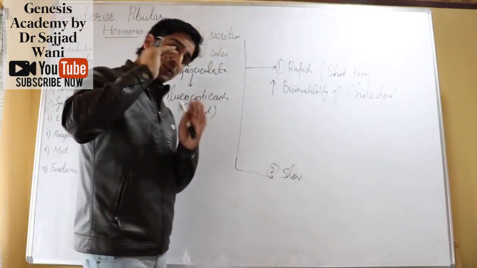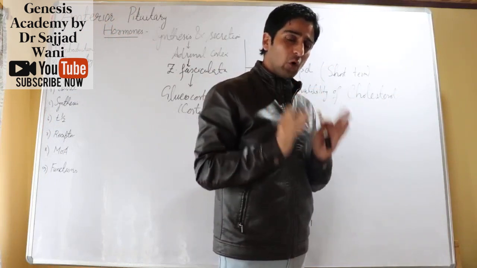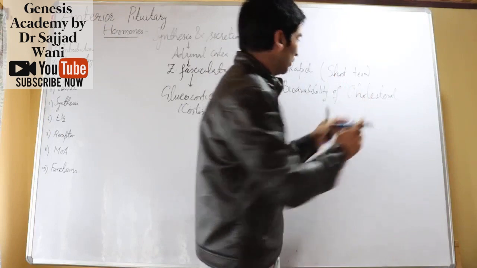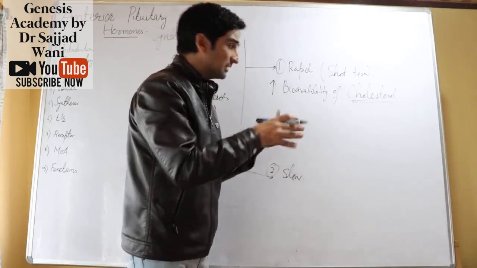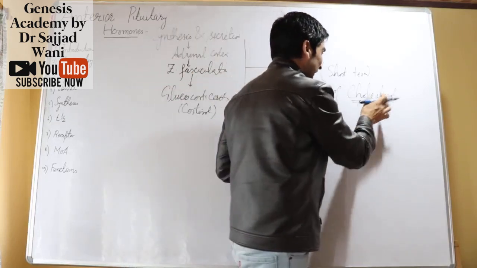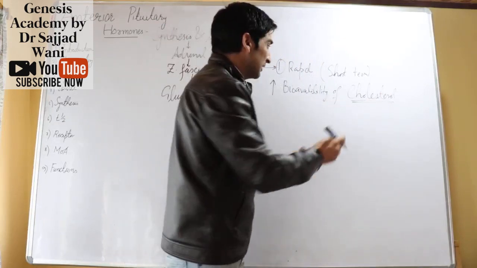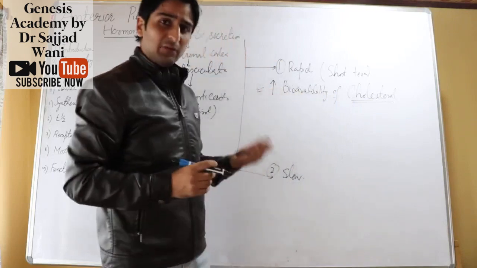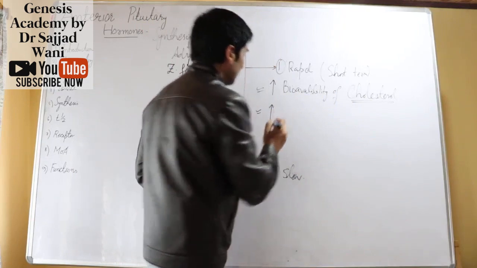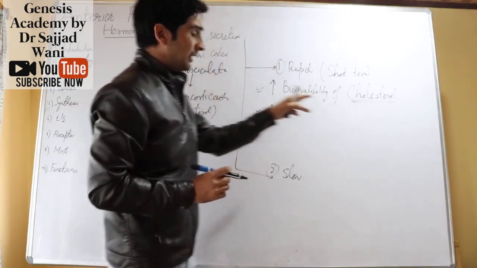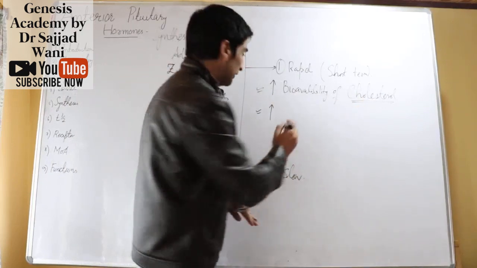I have already told you in the classification of hormones that cholesterol is the precursor molecule of all steroid hormones. So the bioavailability of cholesterol is increased in the cortical cells by the adrenocorticotrophic hormone. When its bioavailability is increased in the adrenal cortex cells, it will ultimately form more hormones of the adrenal cortex. And the second thing is that the adrenocorticotrophic hormone enhances the transport or delivery of cholesterol into the mitochondria.